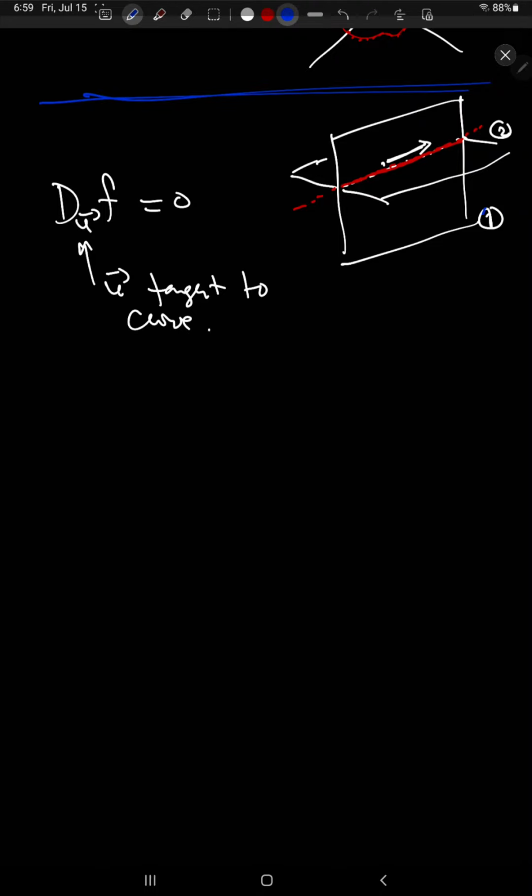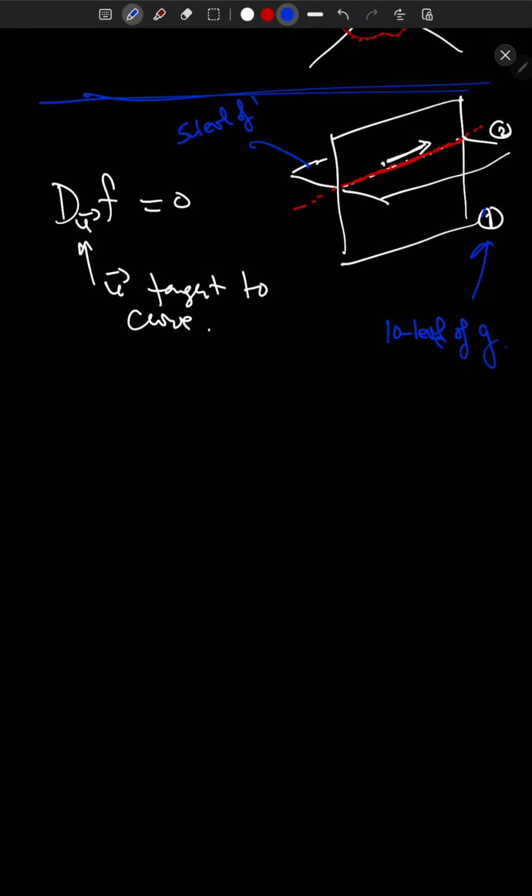If constraint number 1 is represented by a level curve, let's say this is a 10 level curve of g. And let's say equation 2 is this horizontal plane. Let's say this is a 5 level of h of x, y, z, now three variables. Then let's look at the gradient of f and gradient of g.